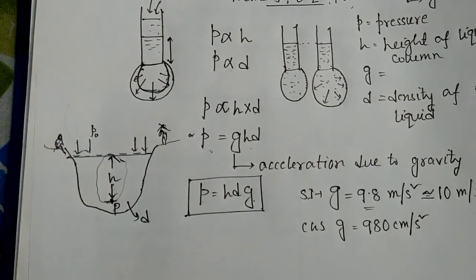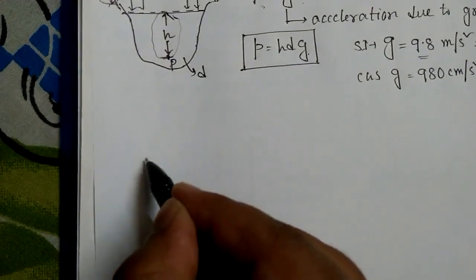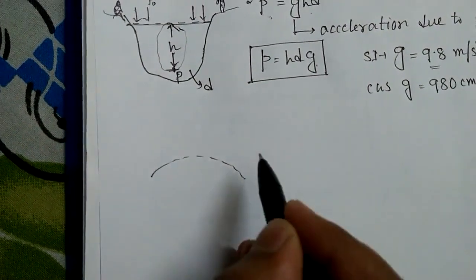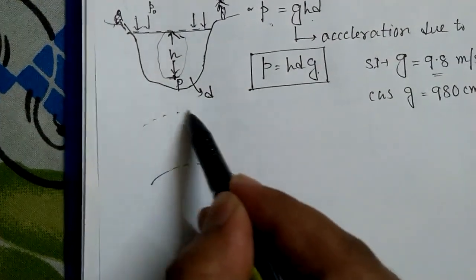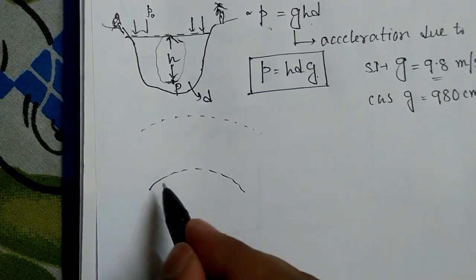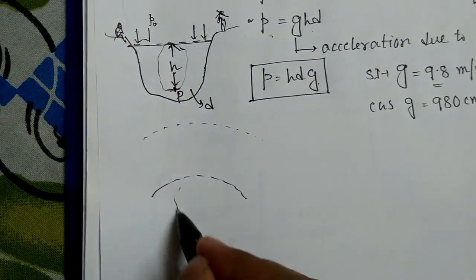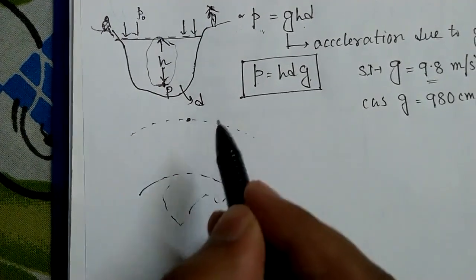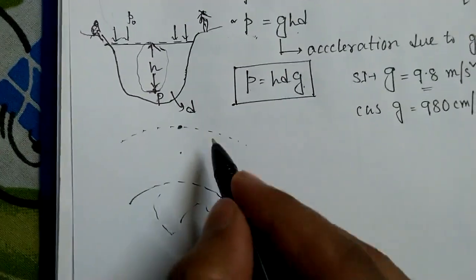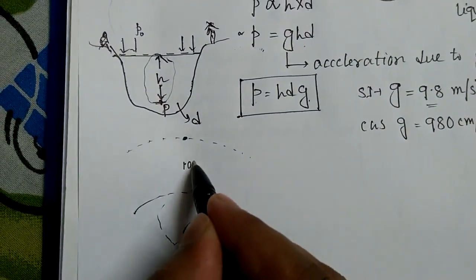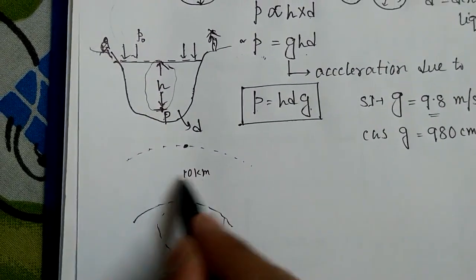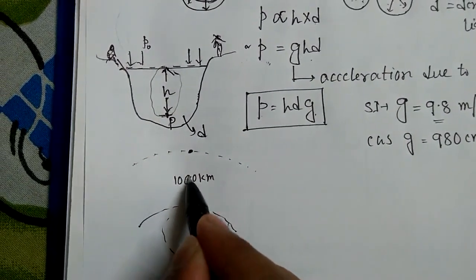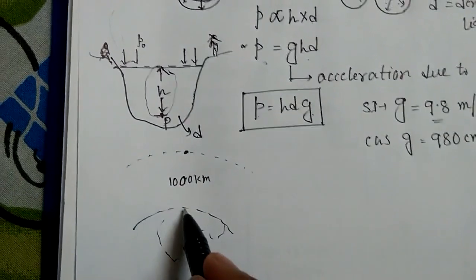Now let's say we are on the surface of the earth, and the air, let's say the atmosphere, is up to this extent. This is the surface of the earth, and I am taking the atmosphere up to 10 kilometers. Let's say, I know it is much greater than that, let's say 1000 kilometers. Now how to calculate pressure here?